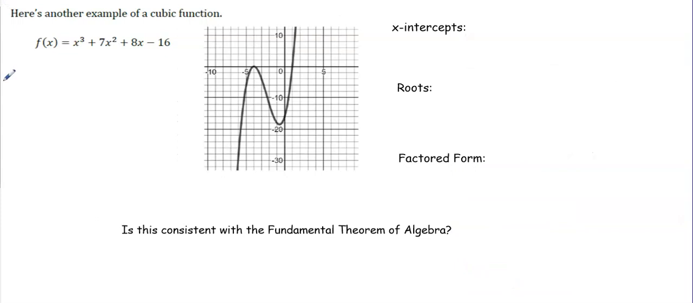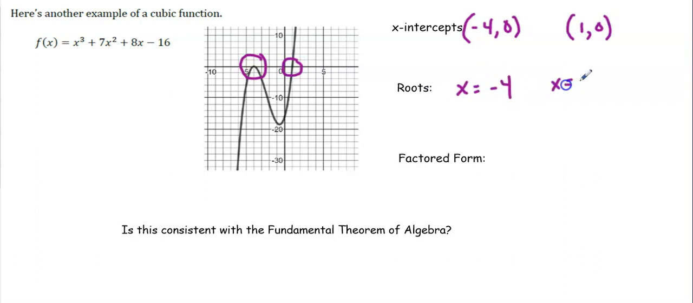Here's another example. The x-intercepts. There's one right here at (negative 4, 0). And then there's one right here at (1, 0). So my roots are x equals negative 4 and x equals 1. Now this is a cubic function, but I only have 2 roots. And the reason why that's happening is because of this root right here at x equals negative 4.